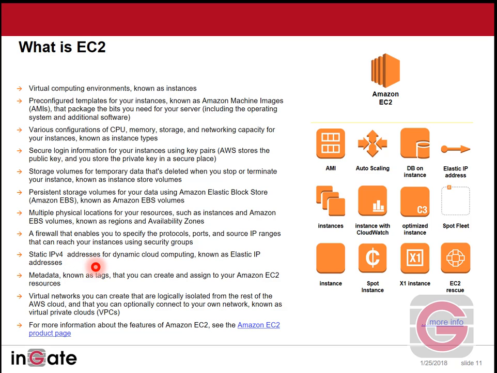Static IP version 4 addresses for dynamic cloud computing are known as elastic IP addresses. You are going to be able to launch your instance adopting a public IP address dynamically, or you can use elastic IP addresses, which is a service, and associate a static public IP address with your instance.